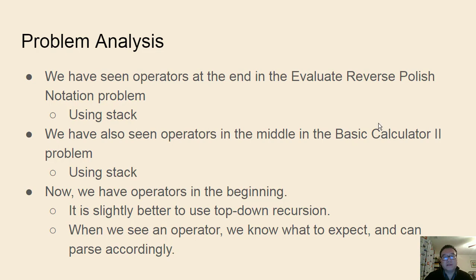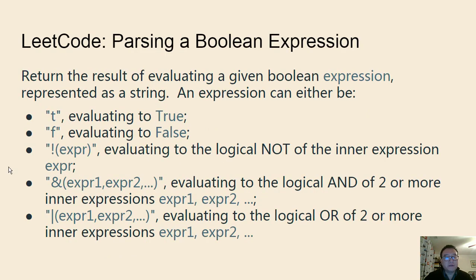We'll still be using a stack, but the stack will become implicit. We don't explicitly maintain a stack. The stack will be used to support the recursive function calls. The reason is, when we see an operator, we know exactly what to expect next, and then we can parse accordingly. For example, if we see an ampersand in the beginning, we know the next one should be a parenthesis, and then there should be an expression after that followed by a comma. There's another expression after that, followed either by a comma or a close parenthesis.